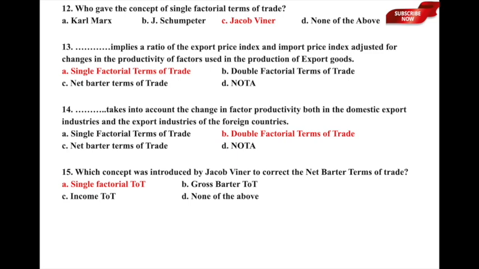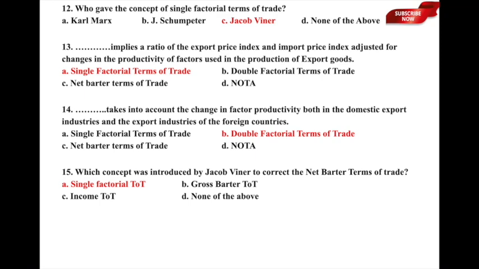The correct answer is double factorial terms of trade, which takes into account the change in factor productivity both in domestic export industries and the export industries of foreign countries, and therefore option B, double factorial terms of trade, is the correct answer to this question. Let us now move to question number 15.